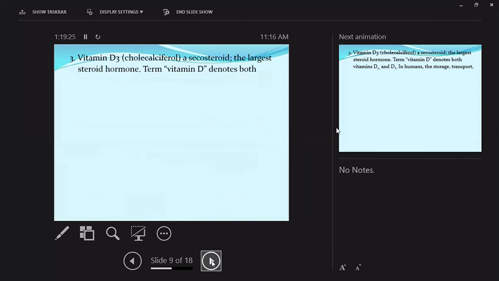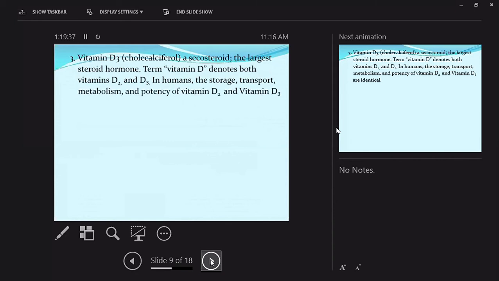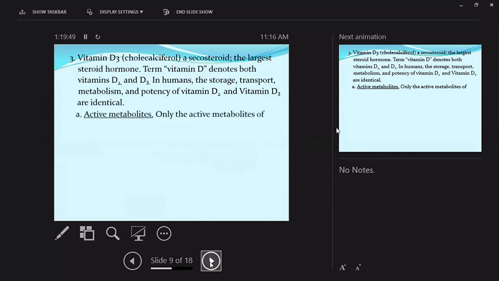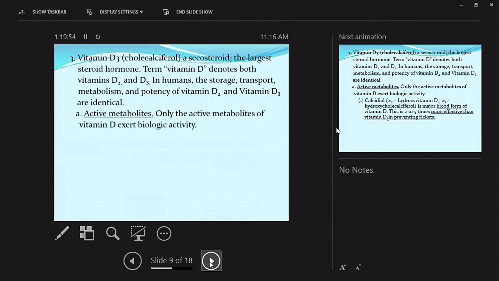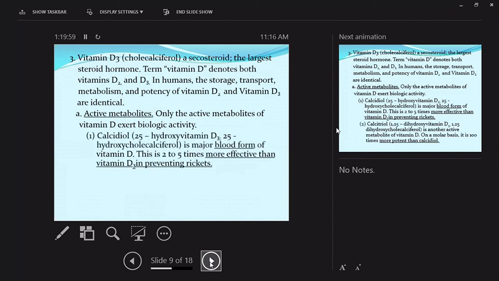So the term vitamin D denotes both vitamin D2 and D3. In humans, the storage, transport, metabolism, and potency of vitamin D2 and D3 are identical. Only the active metabolites of vitamin D exert biologic activity.